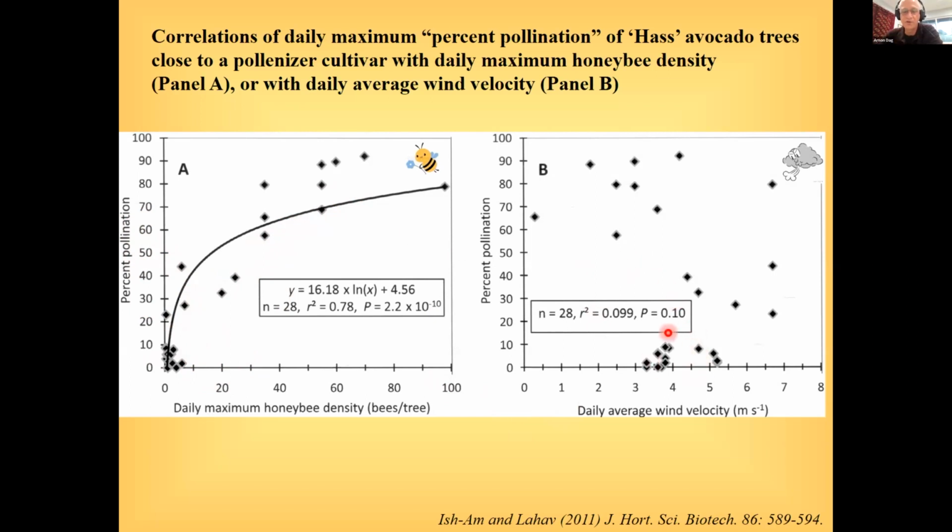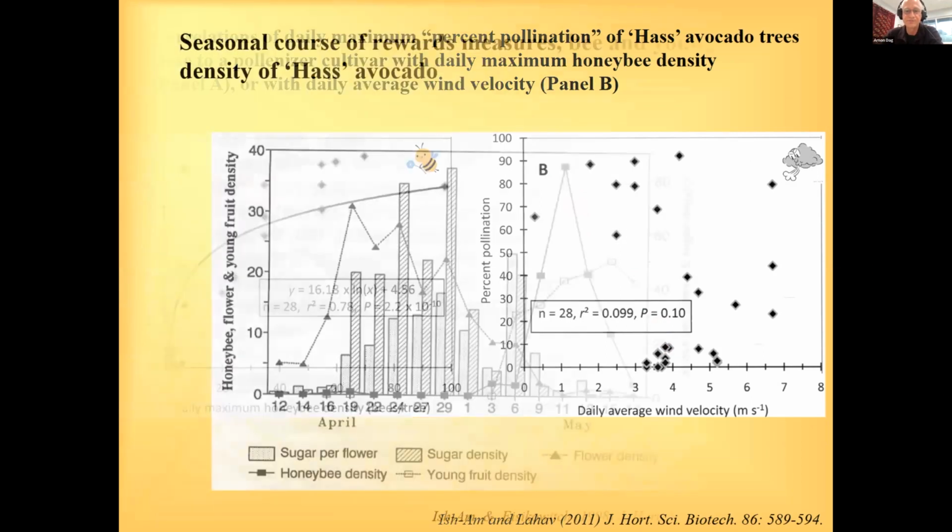When he looked for the correlation between wind velocity and percent of pollination, he found no correlation. So this is another indication of the importance of good bee activity to get efficient pollination.